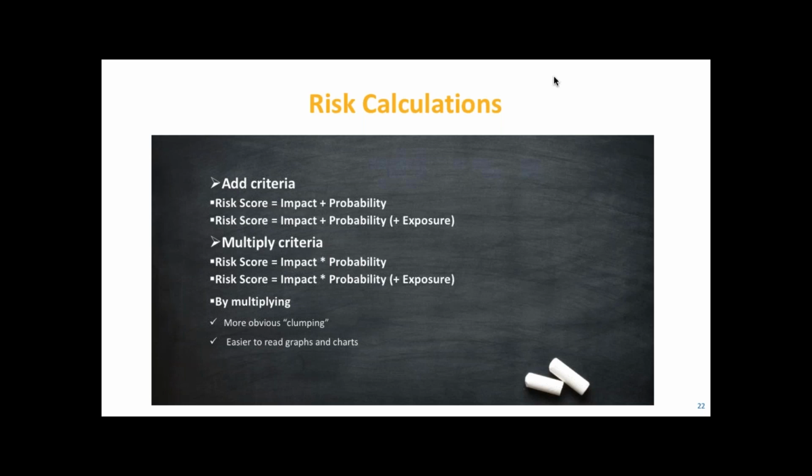By clumping, what I mean is, in just a little while, I'm going to show you a grid, a quadrant, where it has 4 different quadrants, and you plot the scores in the quadrant, and then you test in that order. So I'm going to show you that in just a moment. But it makes it much easier when you multiply. You're not going to see as many of your scores all clumped together.